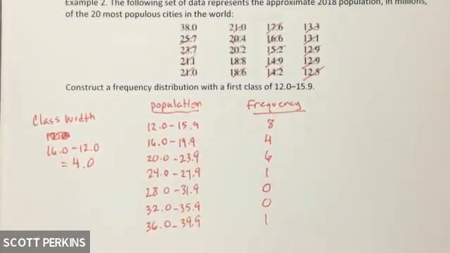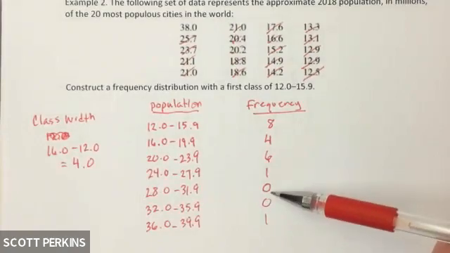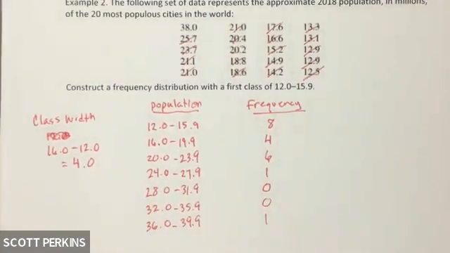Now, we do include these 0 frequencies that are in the middle. We do not add on extra ones when they're zeros. You always stop once you're out of data. Okay, so I would not put on another class of 40 to 43.9 and say that's 0. There's no need for it. And there's your frequency distribution. Before we move on, I'm going to give you another one to do.